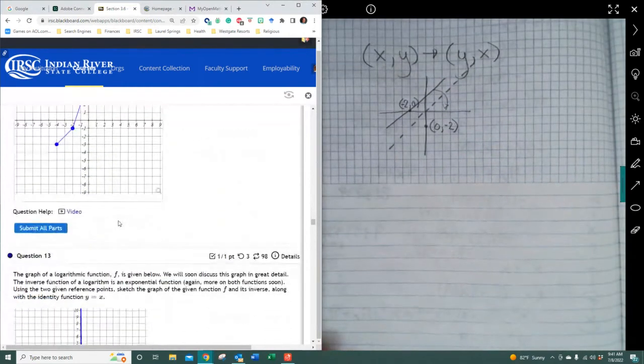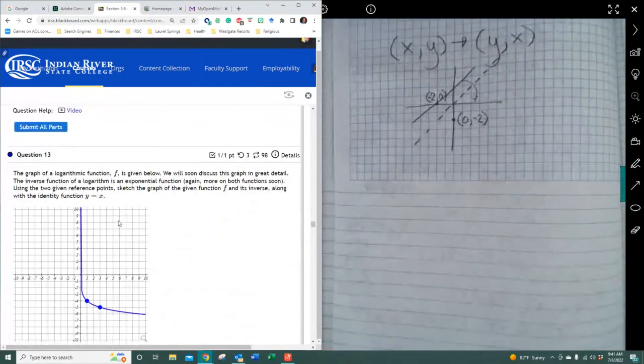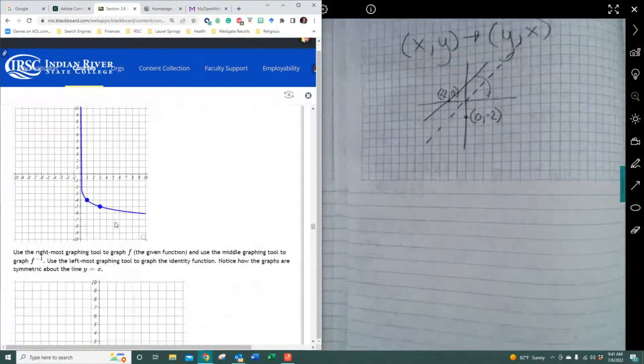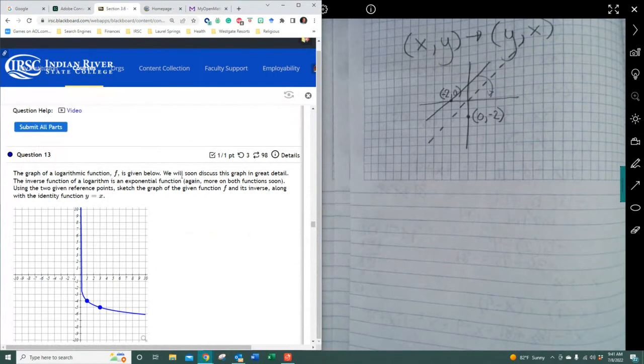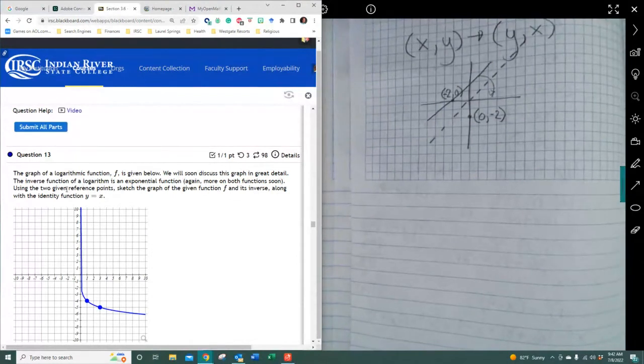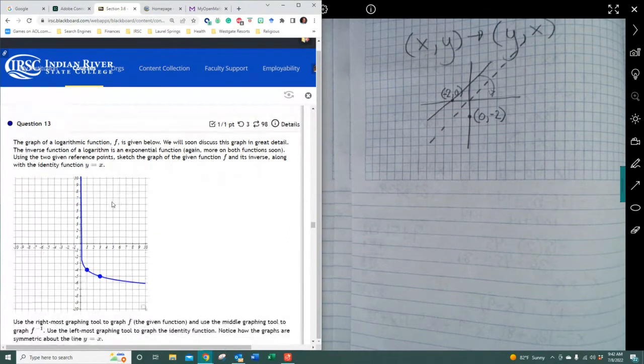All right, so when we're looking at this right here, they're saying to graph the logarithmic function f given below. We will soon discuss the graphs in great detail. The inverse function of a logarithm is an exponential function. Again, more of both functions soon. Those are going to come in later on in chapter 5. Now, using the two given reference points, sketch the graph of the given function f and its inverse along with the identity function y equals x.